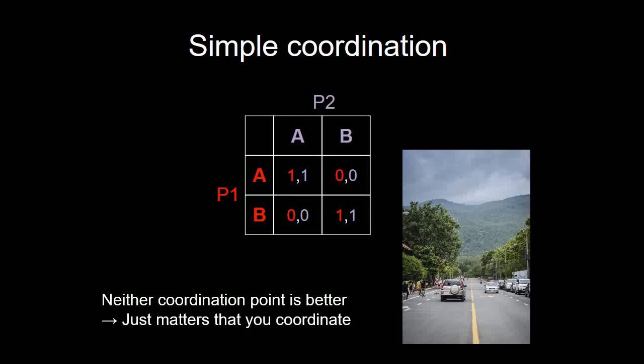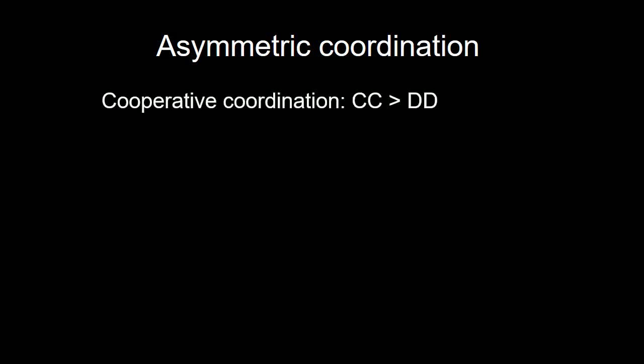Okay, now another type of coordination scenario that you can have is what's called asymmetric coordination. So far in all the games that we've talked about, the two players both had the same options, and the payoff matrix was symmetric in the sense that if I cooperate and you defect, the payoffs are the same as if I defect and you cooperate, just switched between us. But it needn't be that way.